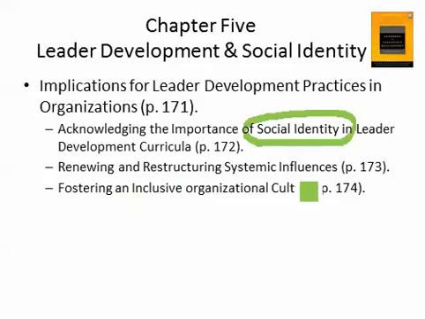Renewing and restructuring systemic influences and fostering an inclusive organizational culture. So, all social identities can be validated to the degree that your culture will allow.